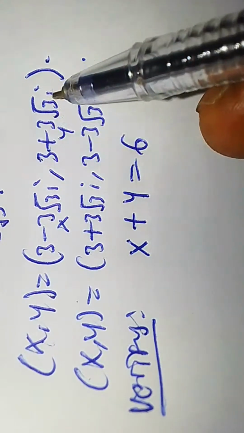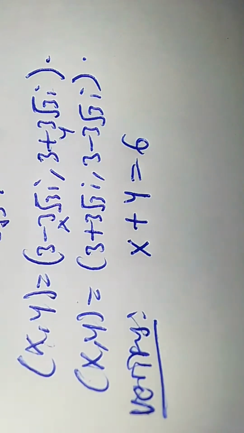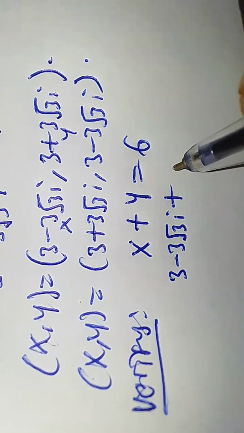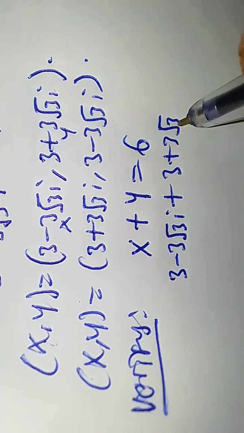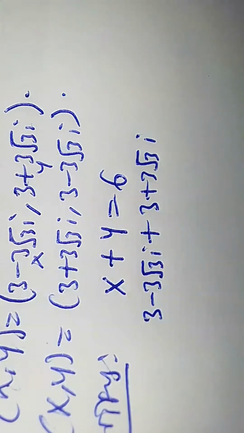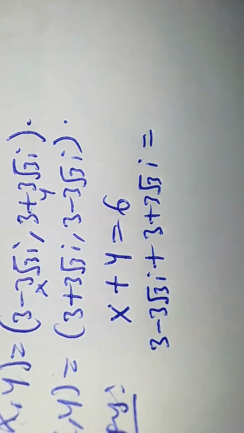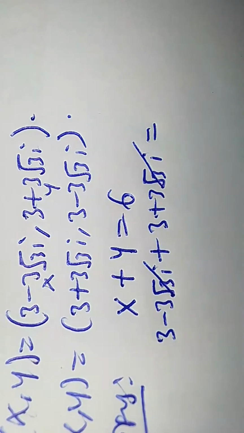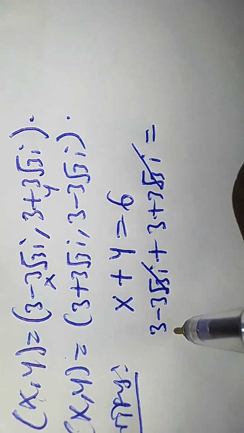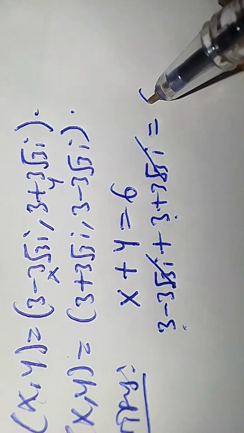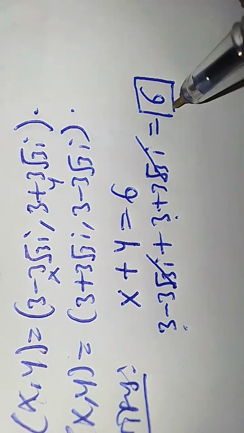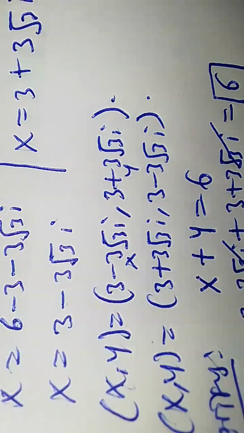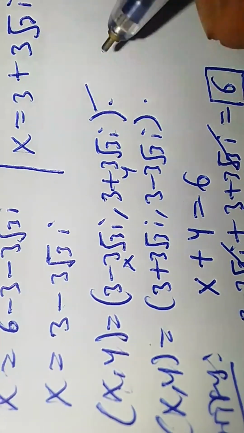Plugging these values, here we have 3 minus 3 root 3i plus 3 plus 3 root 3i. This equal to what? Minus 3 root 3i plus 3 root 3i. That goes off. We are left with 3 plus 3, which is 6. This is exactly what we have on the right hand side of this equation. That means indeed this first solution is correct.